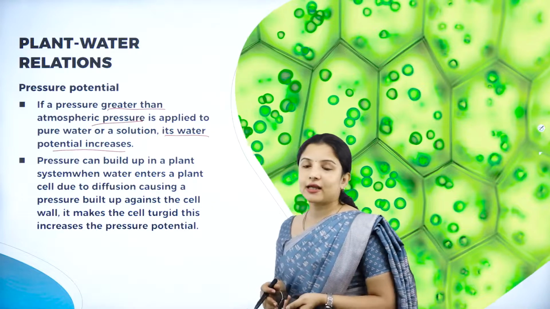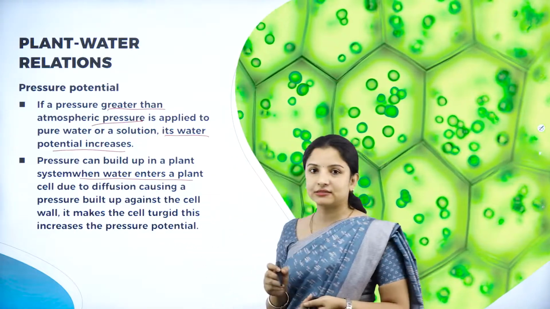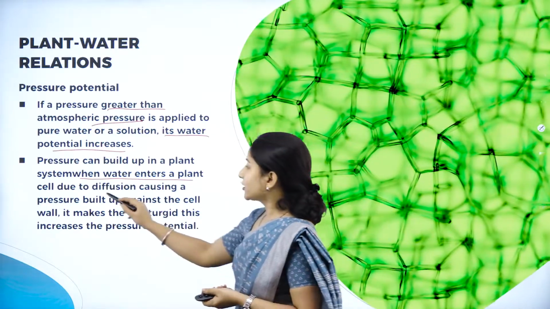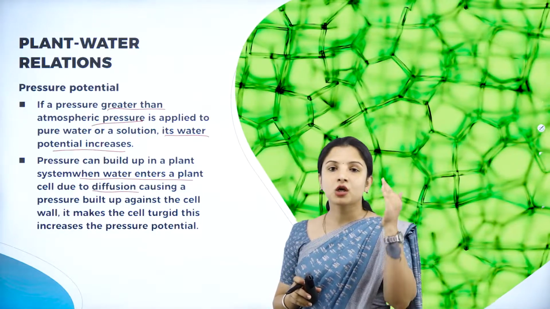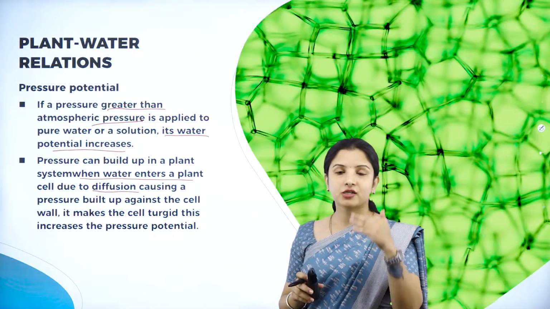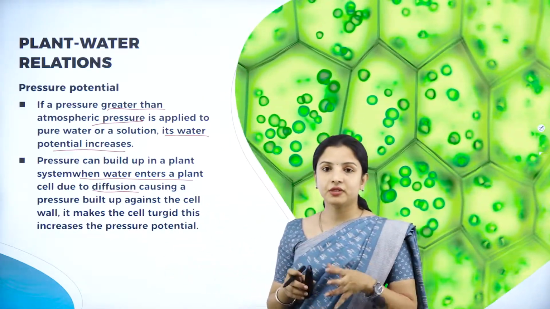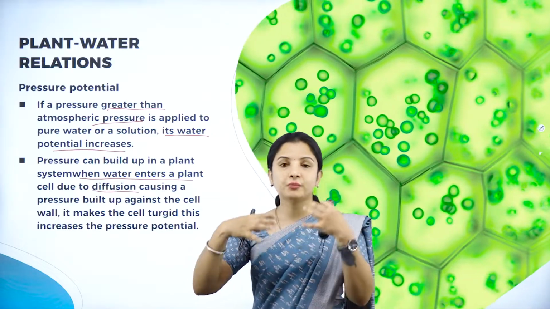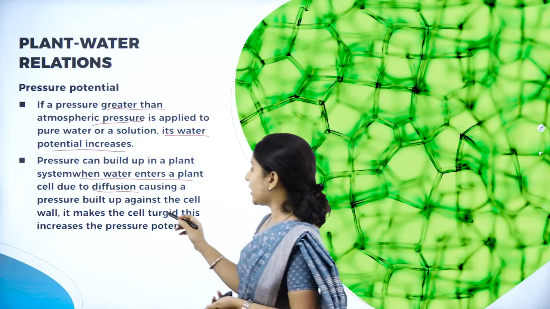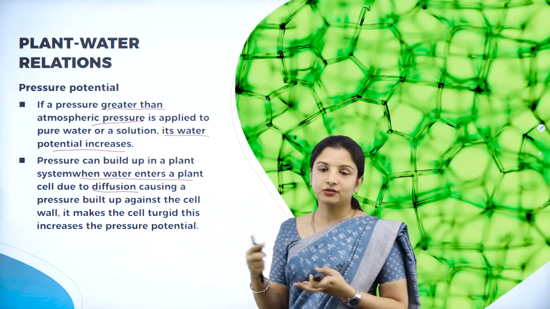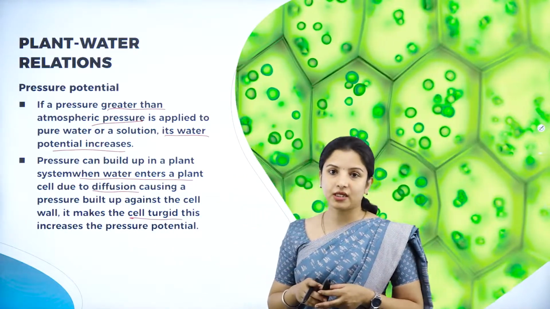So pressure can build up in a plant system when water enters a plant cell because of diffusion. What is diffusion? We had learnt about diffusion. Diffusion is a kind of passive transport where the water moves from a lower concentration to a higher concentration. Right. So here, because of diffusion, water is trying to move and a pressure is building up. Because of that building up of pressure, the water can move into the cell. This is what is called the cell becoming turgid. A turgor pressure will be created.